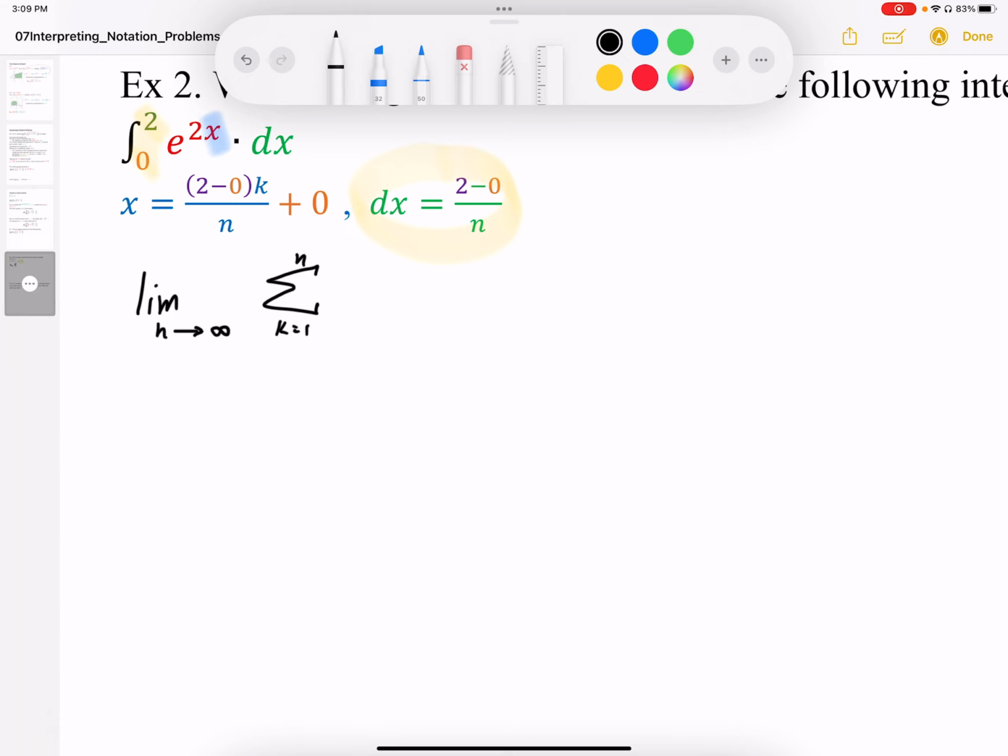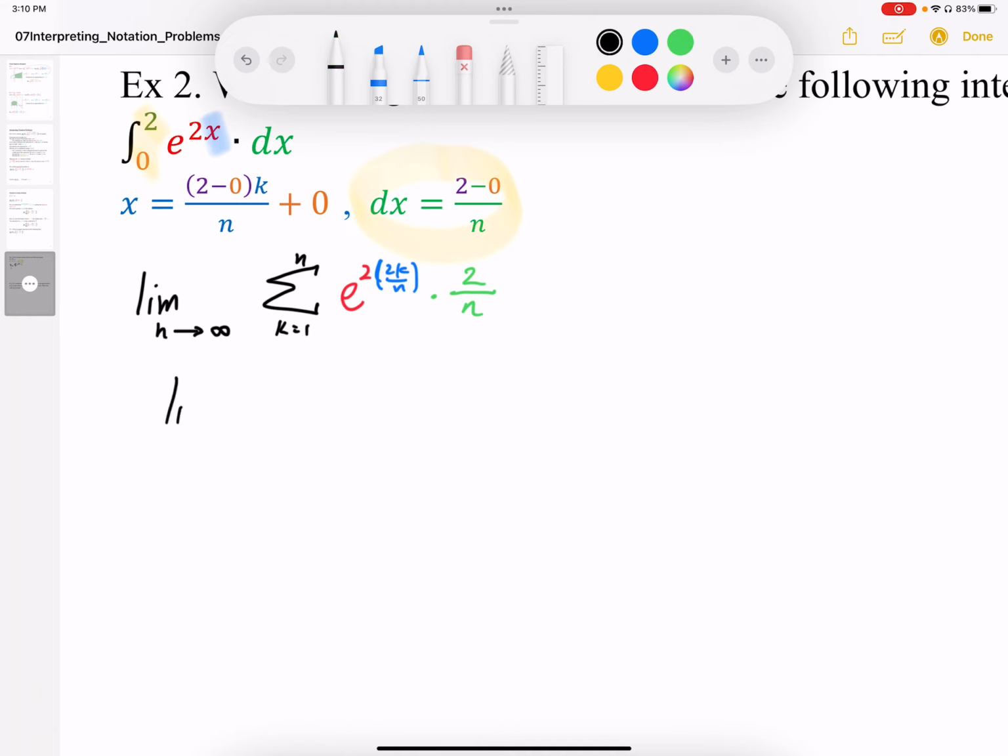And the expression then is going to be, well, we have our e part of that. We have 2 times the x portion of that is going to be reflected by the 2k over n. So that reflects the x part of that expression, and then we need to multiply that by the dx. Well, the dx is going to be the interval 2 over n. So that represents our dx part.